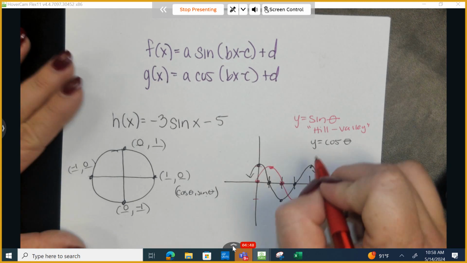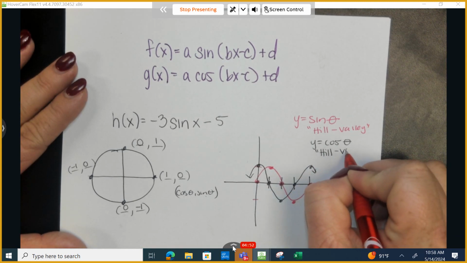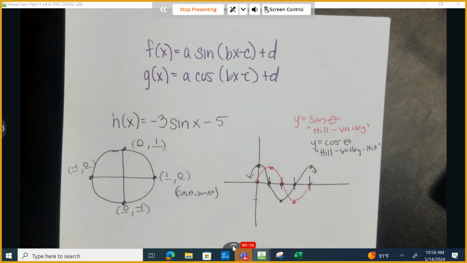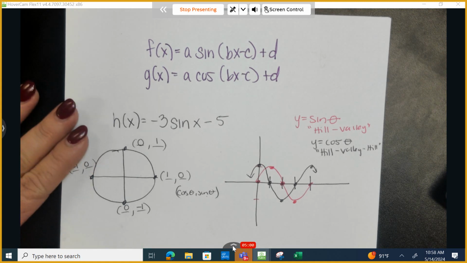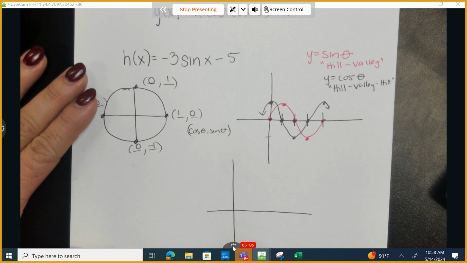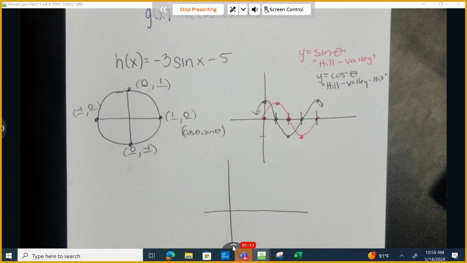The cosine is thought of as starting at the top of the hill, going to the bottom of the valley, and back up to the top of the hill. That's one cycle. So let's get started here. I want everybody to make yourself a very simple graph. And this is what we're going to practice graphing.